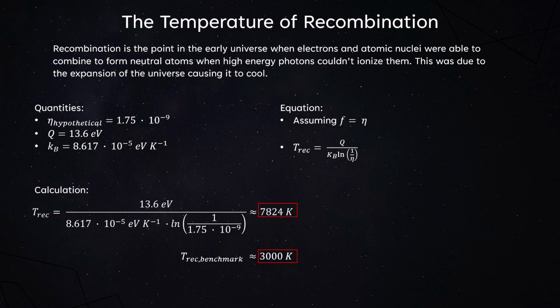So for this calculation, we'll need our baryon to photon ratio, Q, which is the ionization energy of hydrogen, and that's 13.6 eV, and the Boltzmann constant. When calculating the temperature of recombination, we assume that there are just as many high energy ionized photons as there are baryons, as we did in our modules. The recombination temperature for a hypothetical universe is 7,824 Kelvin, which is significantly higher than the 3,000 Kelvin of the benchmark model.